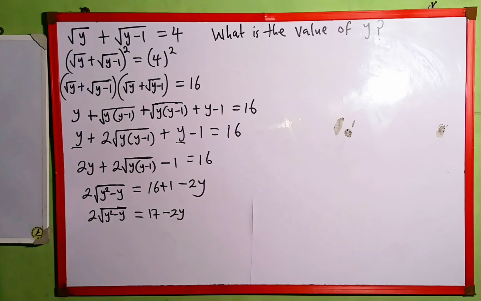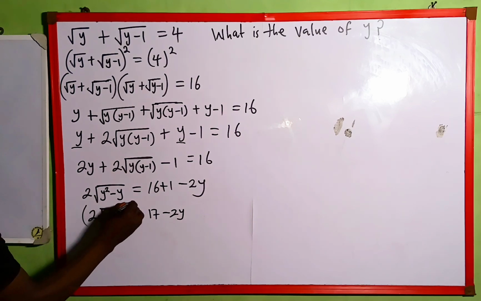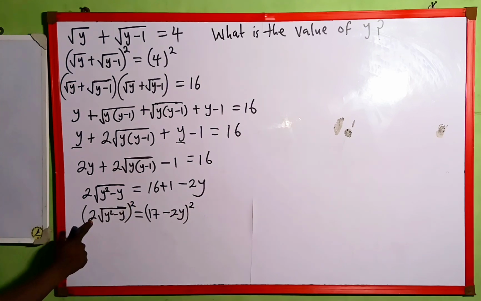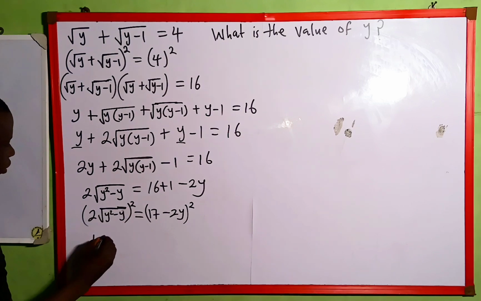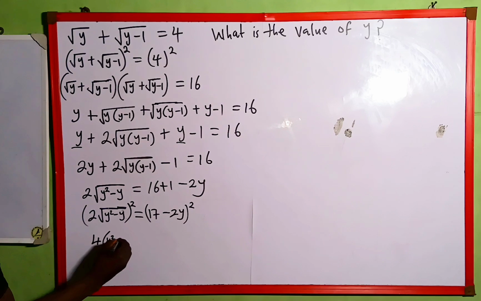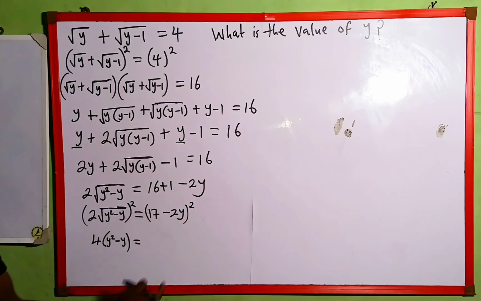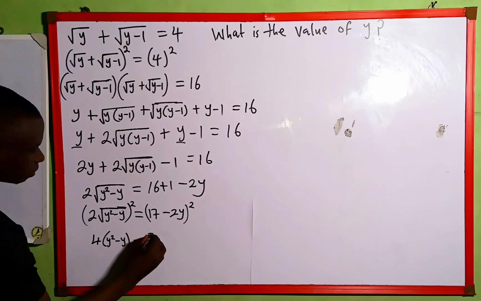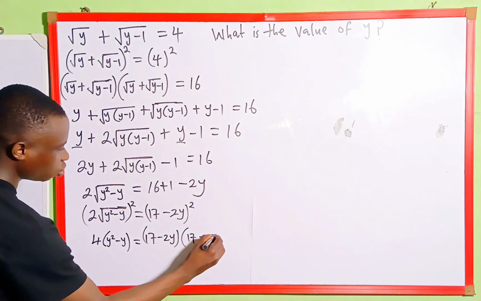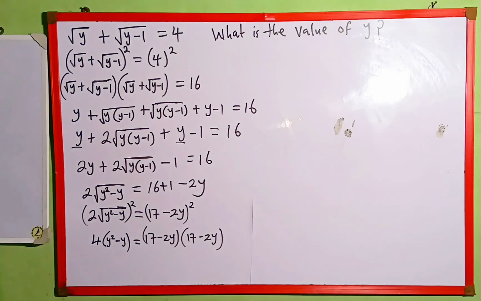Now the next step is to remove this square root by squaring both sides of the equation. So we square the left hand side, also we square the right hand side. This square will affect both 2 and this square root. So 2 squared is going to give us 4, and the square is going to cancel the square root. We are left with 4 times y squared minus y, which is equal to 17 minus 2y squared, which is the same as 17 minus 2y multiplied by 17 minus 2y. The same thing multiplied by itself.